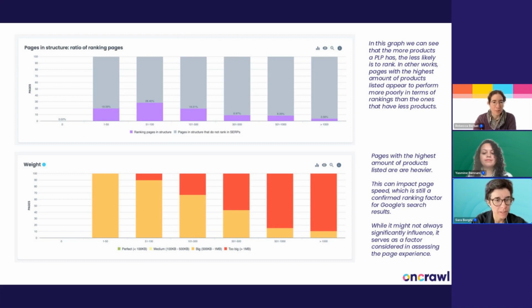We also have a weight issue, which is correlated to the ranking chart above. Obviously, the more products a page has, the heavier it is. And page speed is still a ranking factor, and quite an important one, especially for e-commerce. So it's another aspect to be considered and solved in order to improve performance.